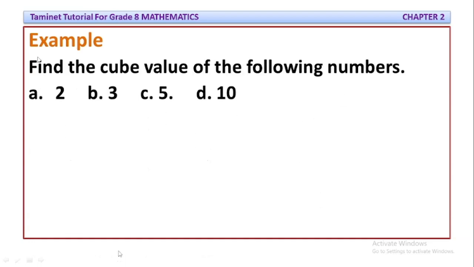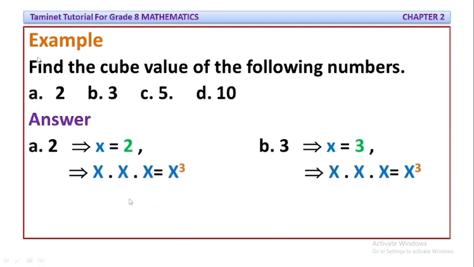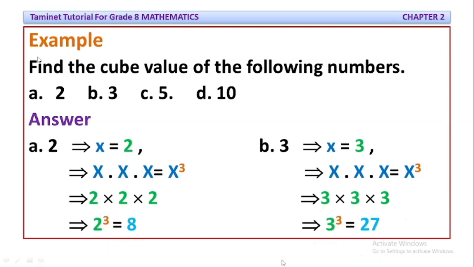Example: find the cube value of the following number. If x is 2 and if x is 3, now look, x is 2 times 2 times 2, cubed. x is 3 times 3 times 3, cubed. Look, 2 times 2 times 2 cubed, 3 times 3 times 3 cubed. 2 cubed is 8, 3 cubed is 27.